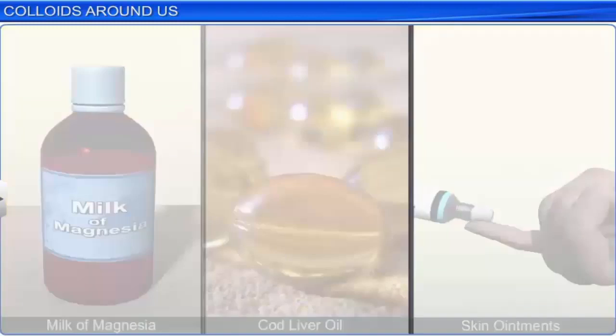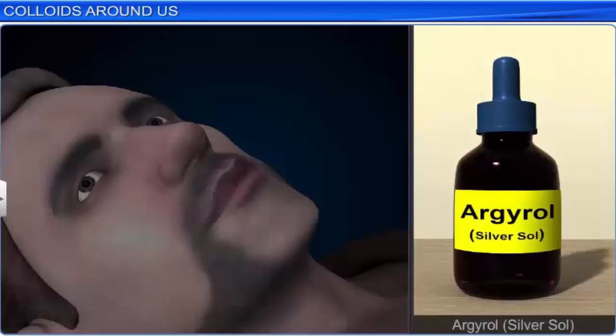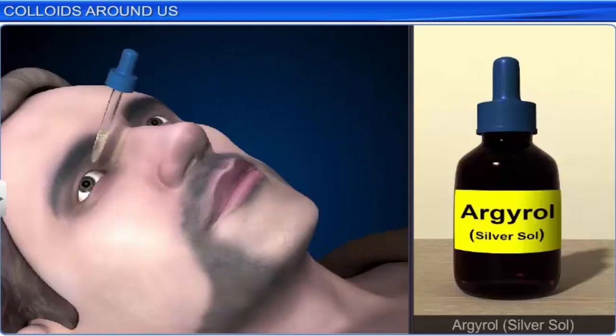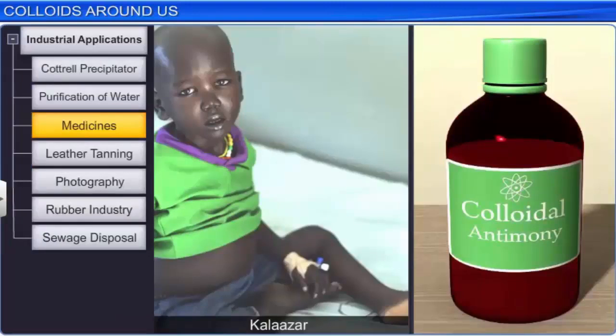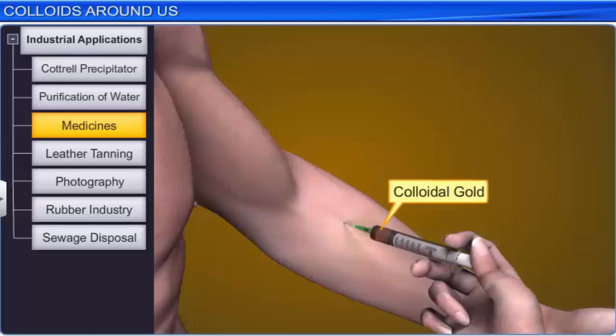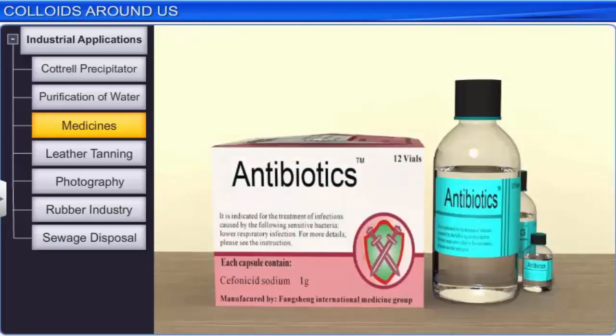Some important substances that are commonly used as medicines are argyrol, a silver metal sol used as an eye lotion; colloidal antimony used for curing kala-azar; and colloidal gold used for intramuscular injections. It is important to note that antibiotics are usually injected into the body in colloidal form.